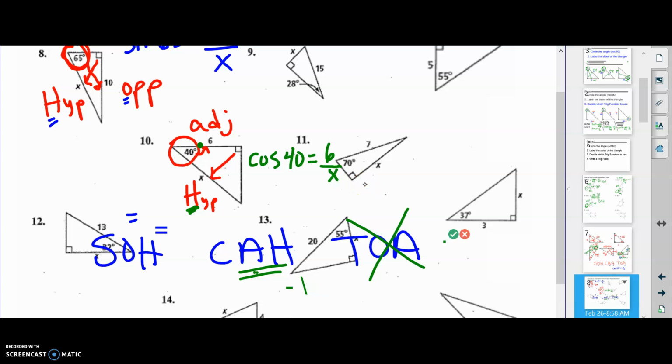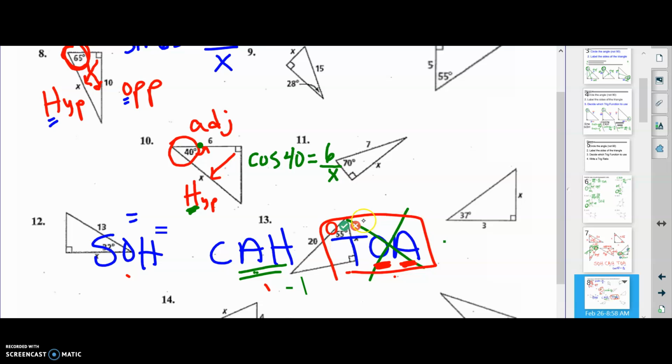Some of your questions on your quizzes will say, if you are given the opposite and the adjacent, which function do you use? Well, if I look at SOH, CAH, and TOA, which one uses the opposite and the adjacent? That would be TOA. If I asked which of our trig functions does not use the hypotenuse? Again, that would be TOA.